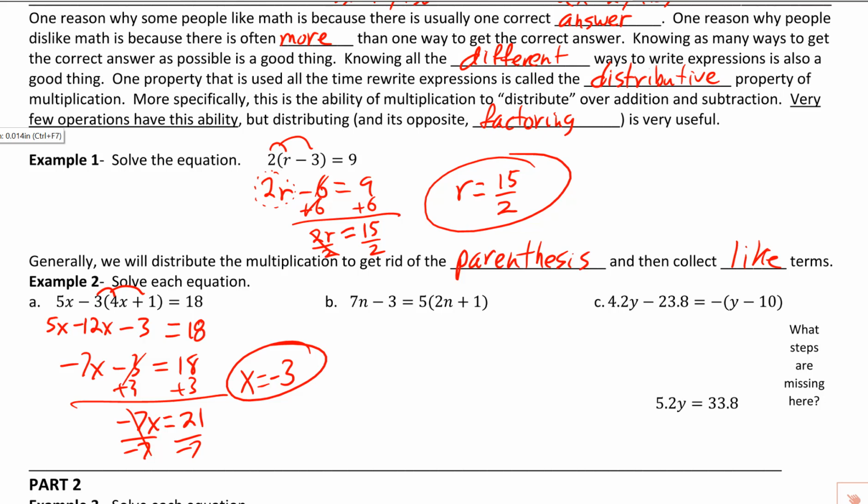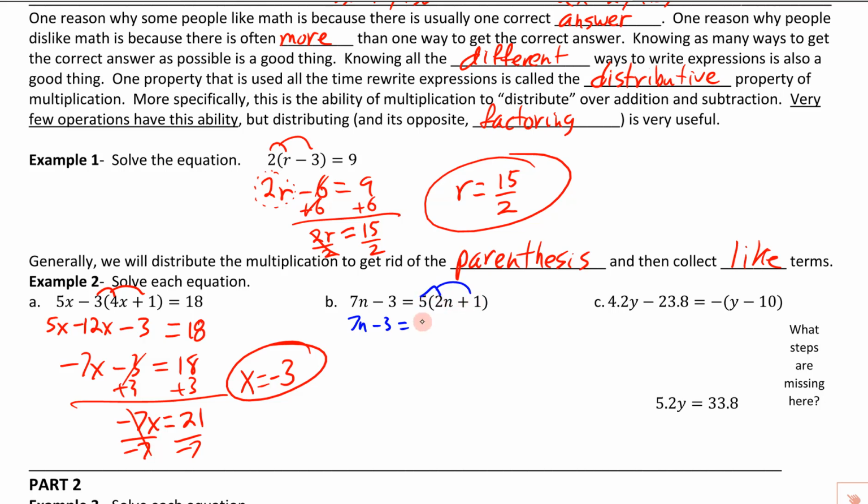Again, we want to distribute to get rid of the parentheses, collect any like terms. That's what we do when we simplify the sides. And then we're going to solve the equation. So there's nothing to simplify over here, so I'm going to write 7n minus 3 on this side. I'm going to draw those little lines to remind me that I need that 5 to be multiplied with each one of the terms on the inside.